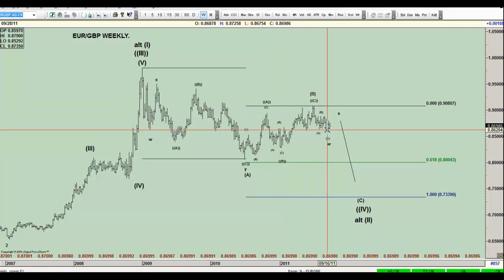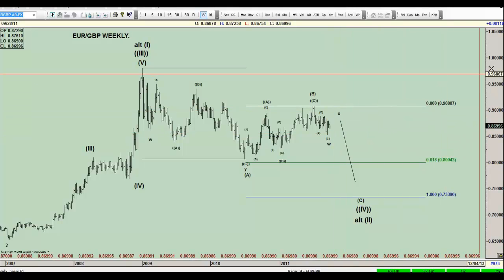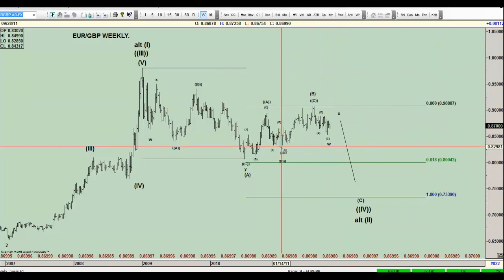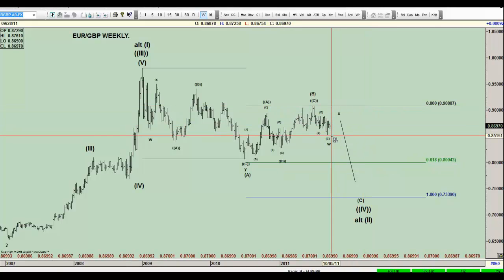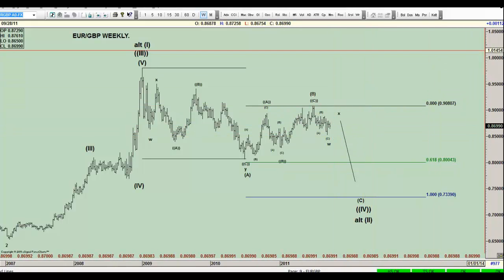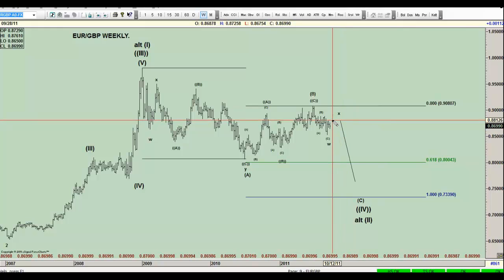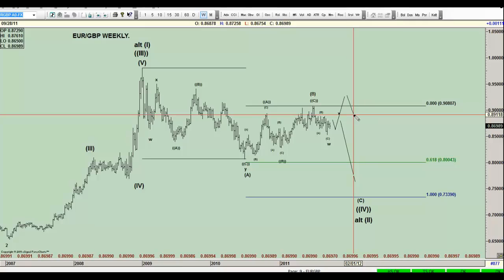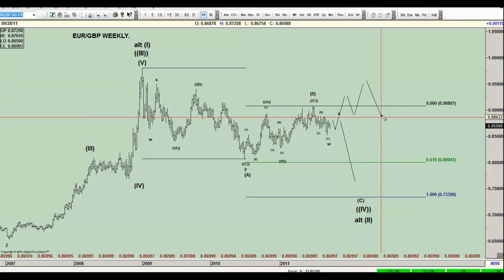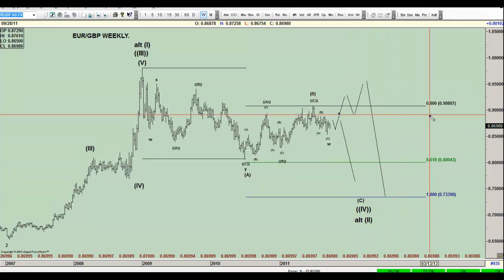We are on the B wave, and I want you guys to notice that the bounce that we have from the lows is from the 618. So don't discount here the possibility of this before the crash. That's for the euro pound. So technically I see the euro pound higher before any type of weakness on the euro pound.